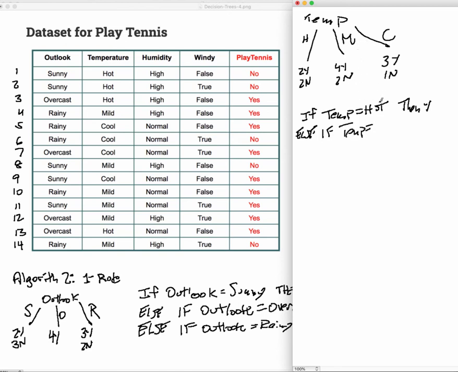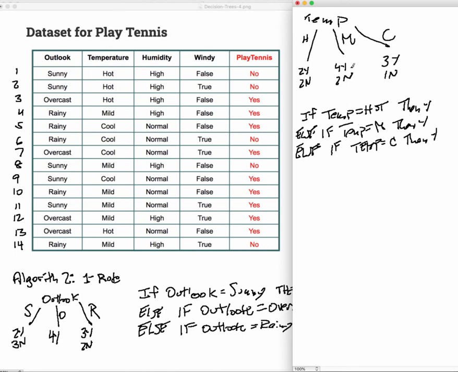Else if temp equals medium, then yes. Oh, well, this is interesting because watch what we can do here. Else if temp equals cool, then yes. So it looks to me that I could just come over here and just say yes all the time. Okay, how accurate is it going to be?